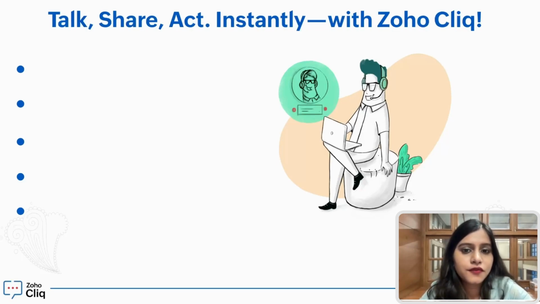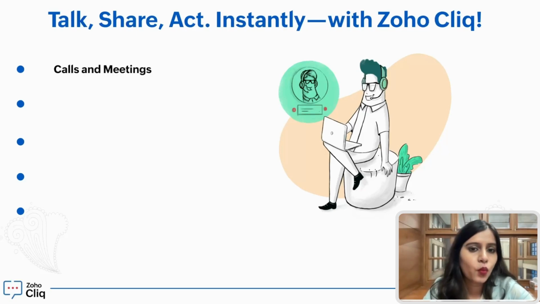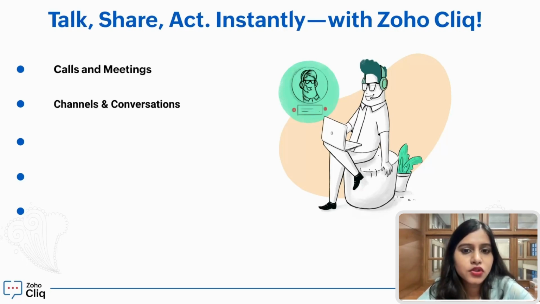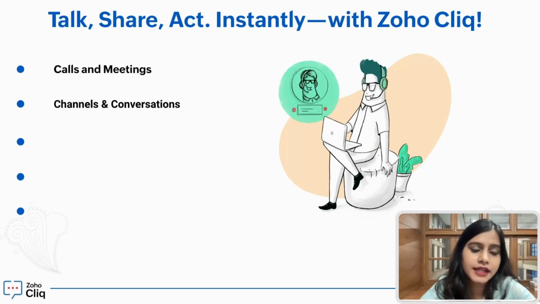Zoho Cliq allows for instant real-time communication, enabling teams to stay connected and collaborate without delays. Here's how it enhances real-time interactions. You can make one-on-one audio or video calls or meetings directly from your chats. You can also use one-on-one chats, group chats, and channels in Zoho Cliq. Channels are basically dedicated spaces that allow teams, departments, or specific projects to communicate and collaborate more efficiently.